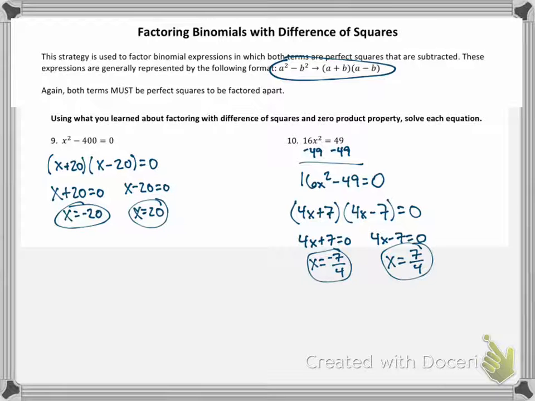So, difference of squares. Again, they need to be two terms, subtracted, square rootable, and you break apart the factors and set them equal to 0 like we've done before. As a quick review, that's all there really is in the notes part of it. And again, with this pattern, it's pretty much limited numbers to work with.